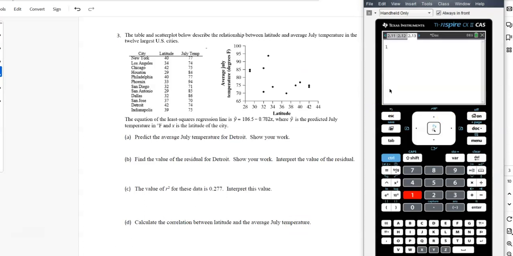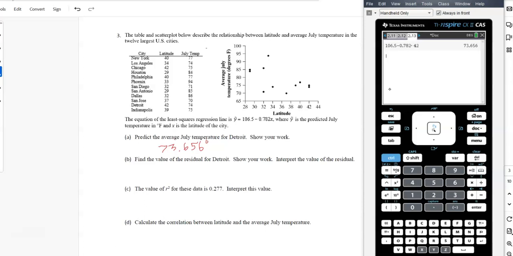So you type in 106.5, just plugging in the formula, minus 0.782 times, in this case, Detroit was a latitude of 42. And so we get 73.656. So we'd say it in a sentence: We predict that the average July temperature in Detroit would be 73.656 degrees. Again, you want to say that in a sentence, but that's the idea of it.